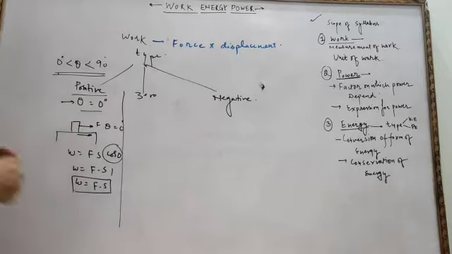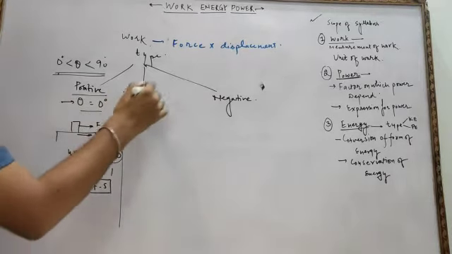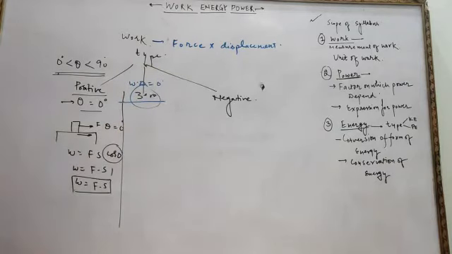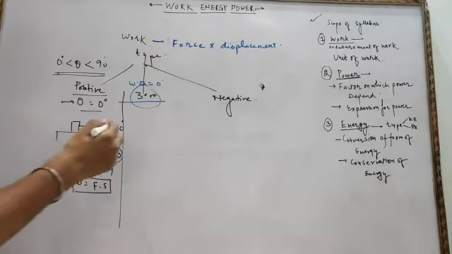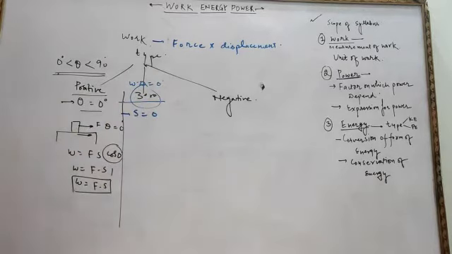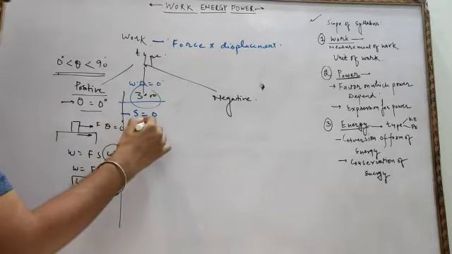Now the second type of work done is where the work done is 0. How is it possible? When the displacement is 0. Suppose the displacement is 0, then the work done is equal to 0. Case: circular motion.